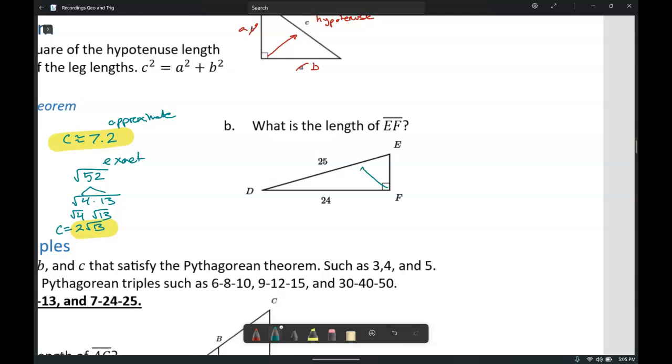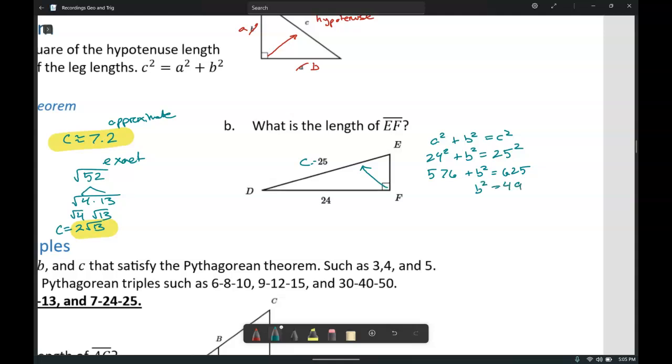Well, opposite our right angle is side DE, which means that our hypotenuse is 25. So A squared plus B squared equals C squared. We can use 24 for either A or B, and B is the value we'll be solving for this time. We go ahead and square our values.